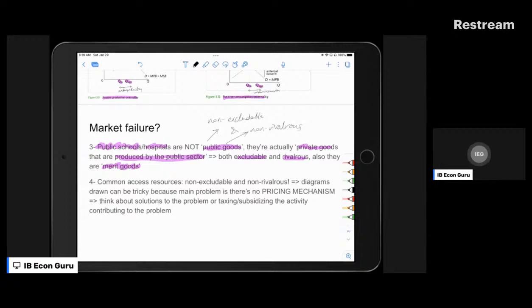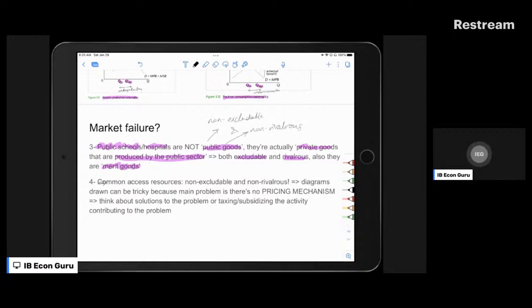Okay, so the definition of public goods: goods and services that are non-excludable and non-rivalrous, and thus subject to the free rider problem. As a result, they are provided by the public sector. However, not all goods that are provided by the public sector are necessarily public goods. Public goods have to be non-excludable and non-rivalrous.